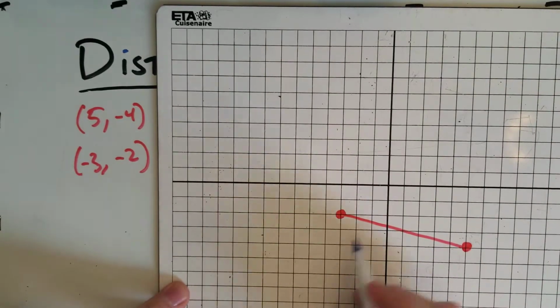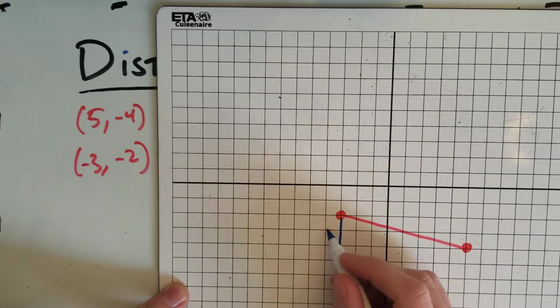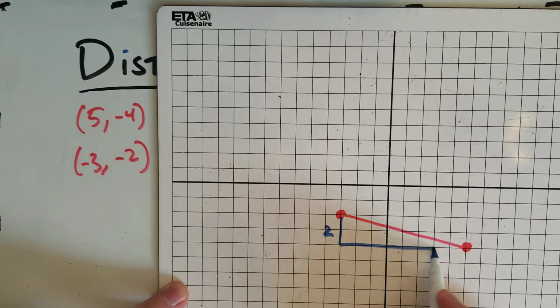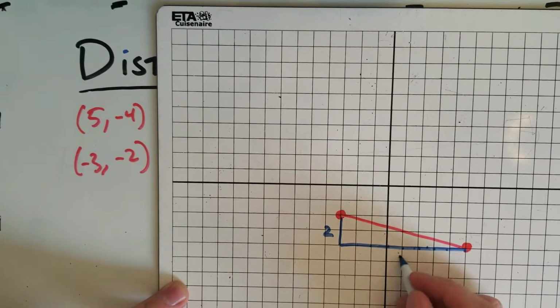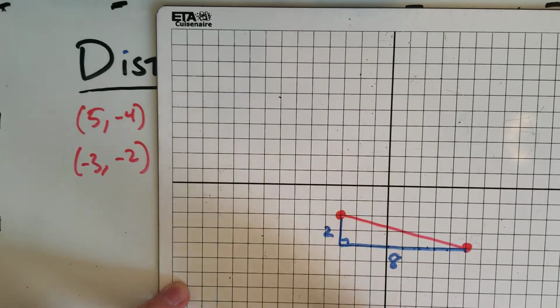And then you can make the right triangle. From this point, how far down do you go to get to the next point? You go down 2 units, and you go over 1, 2, 3, 4, 5, 6, 7, 8. Sorry, so you go down 2 and over 8. That makes a right triangle.